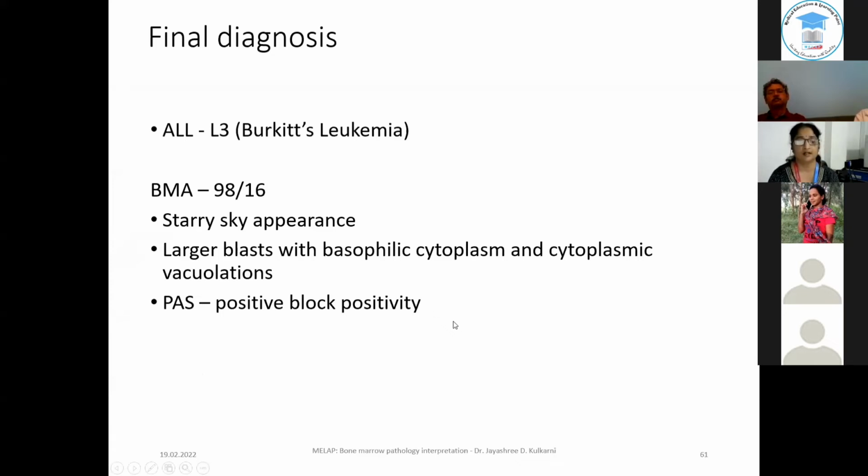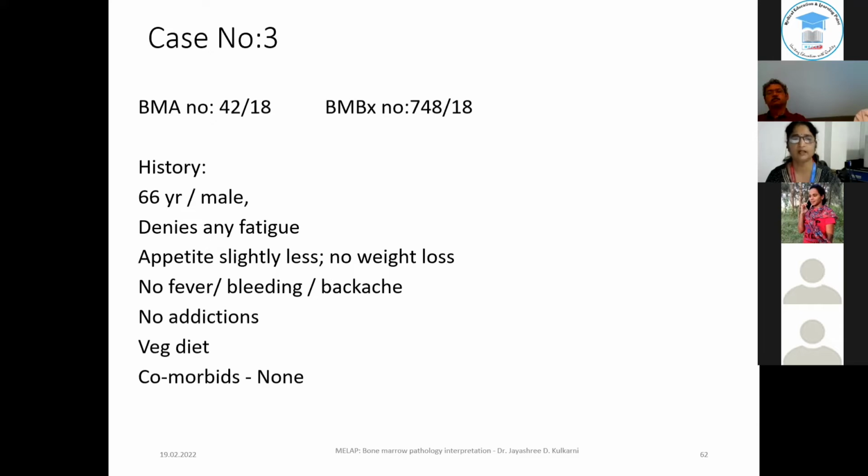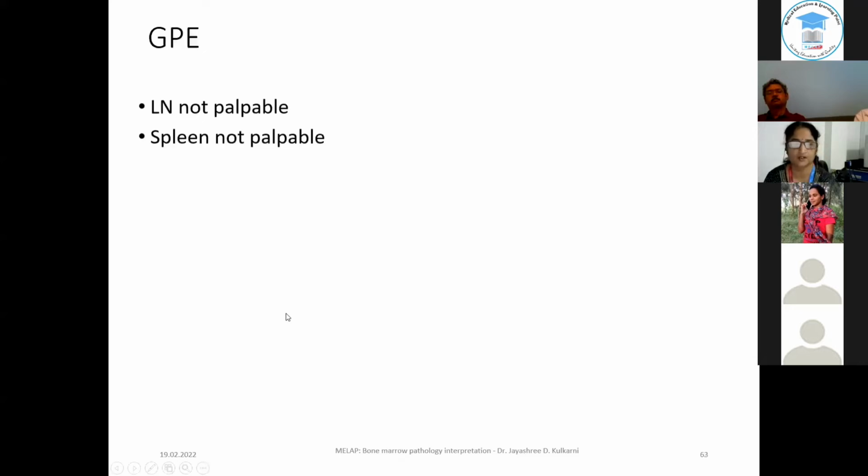So in this case, in the peripheral smear, though we did not have any abnormal atypical lymphoid cells to call it Burkitt's, the presence of those NRBCs and the typical history of a 3-year-old child with fever and arthralgias should make you think if there is anything in the bone marrow, and you have to rule out a leukemic process. Coming to case number 3, a 66-year-old male, no fatigue, not many symptoms actually.